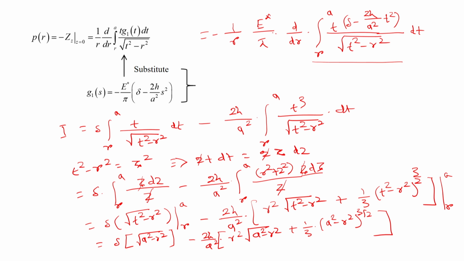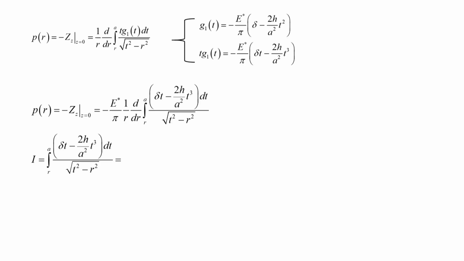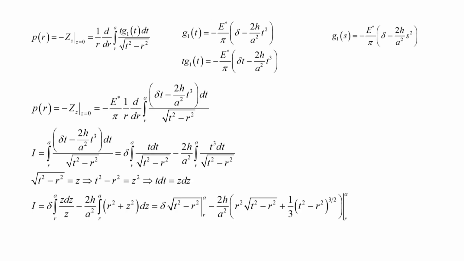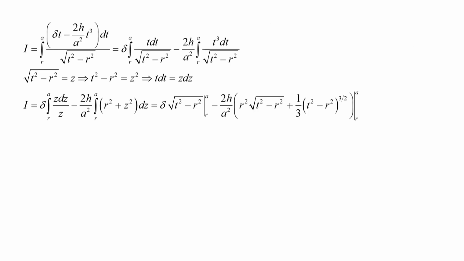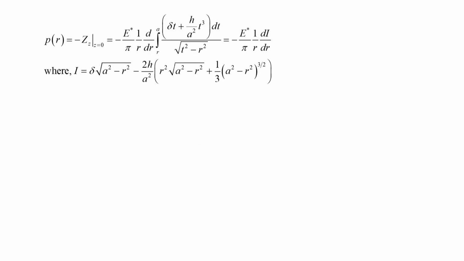So this I has to be substituted there, and I have done all that here. So I have gotten this. So here finally I have it: delta into a square minus square root of a square minus r square minus 2h by a square into this quantity plus r, this I have gotten already. Now I need to find out the derivative of that quantity with respect to r, so I have to find out di by dr.